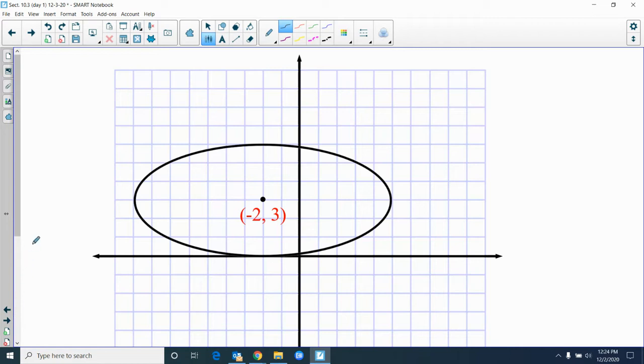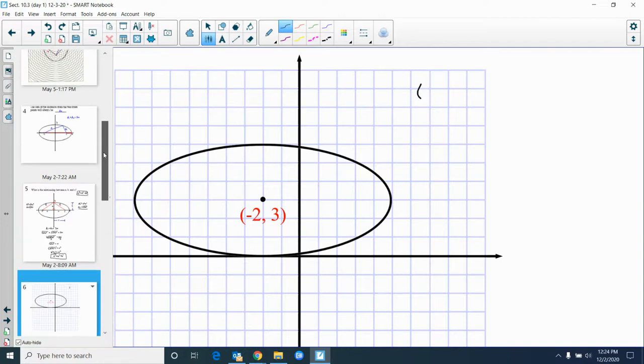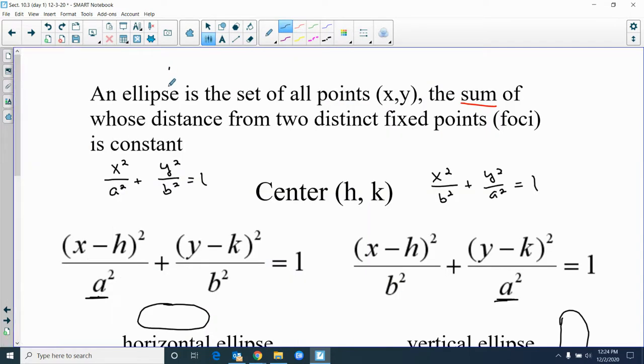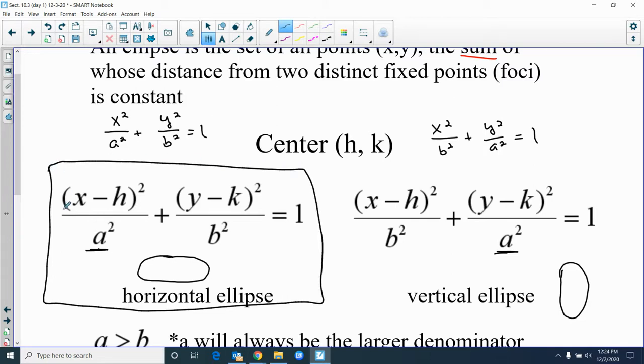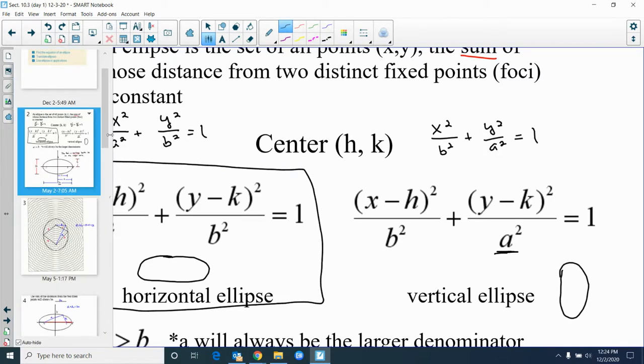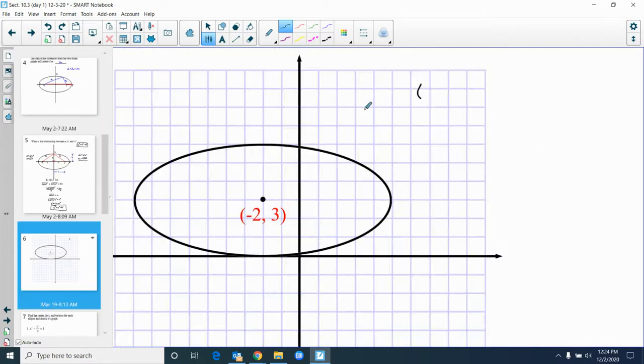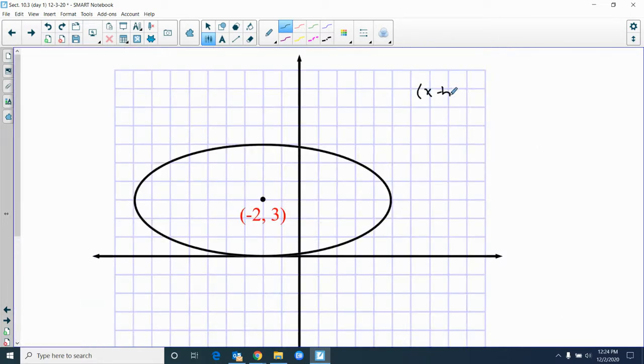Just pay attention. All right, now how do we come up with the equation? I want to just go through the general form of that equation. Now this is wider than it is tall, which means it is a horizontal ellipse, which means it must have this general form. So that means it must look like x minus h squared over a squared plus y minus k squared over b squared equals 1.